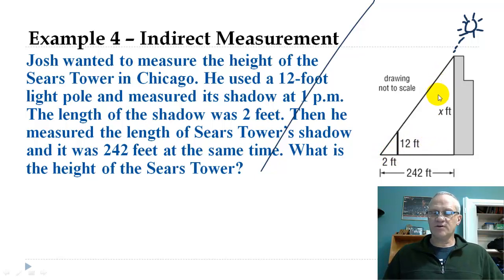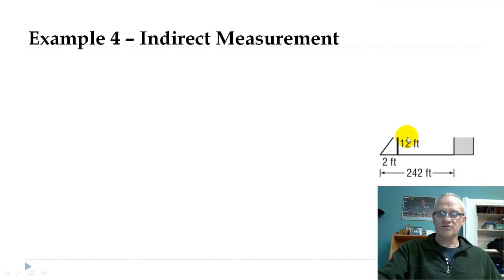The couple things that we can assume here: we can assume that this angle of the sun is going to be the same on the light pole as it is on Sears Tower, so that means this angle is the same. And we can assume that the light pole is 90 degrees as well as the Sears Tower, so we know that these are both going to be 90-degree angles here. And we know this angle has to be the same. I'll make that 2. So that means we've got 2 angles that are the same. So these are similar triangles. So let's set this up.